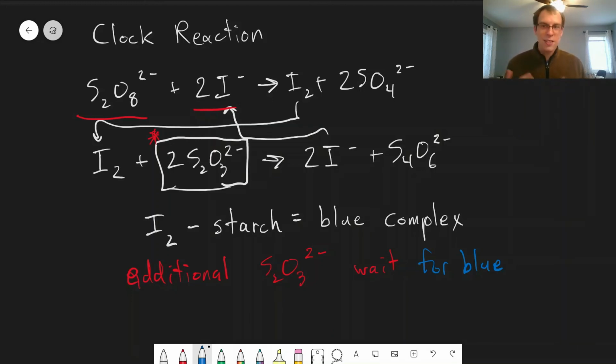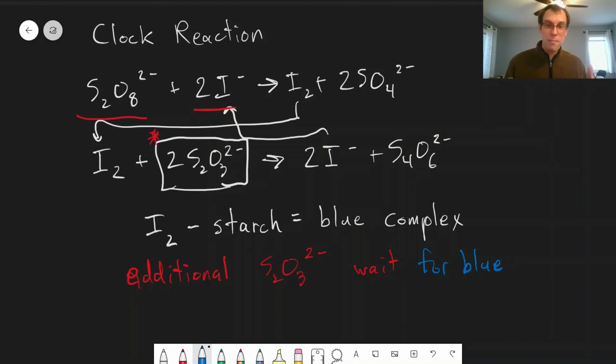We have a second reaction, this clock reaction, that is using up our iodine. And I will show you an example of this just after this, of doing this in the lab and what this actually looks like. This is a remote lab, so you won't actually be performing this experiment. So I want to show you what this looks like when we do it in the lab.